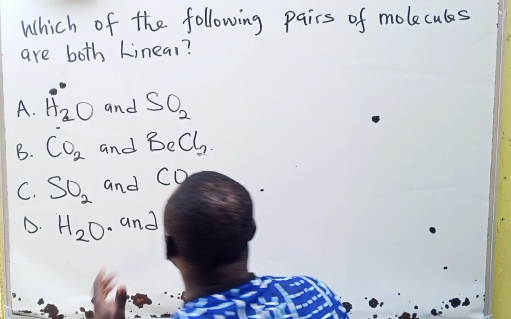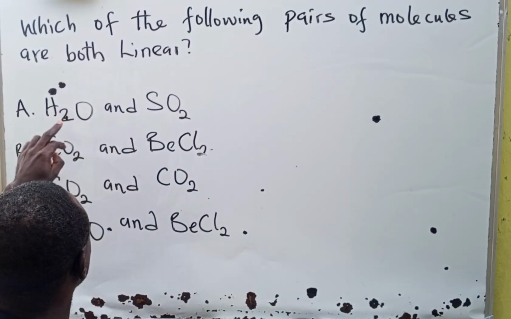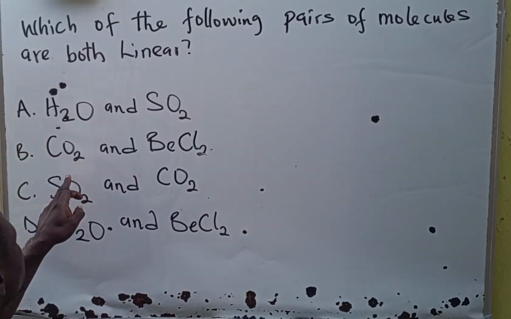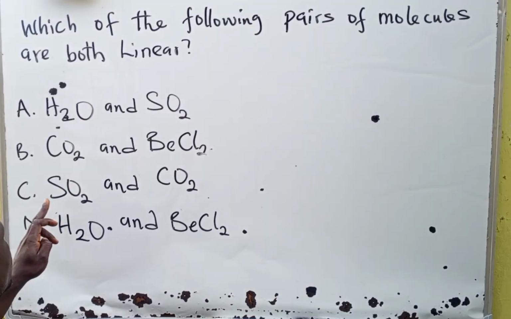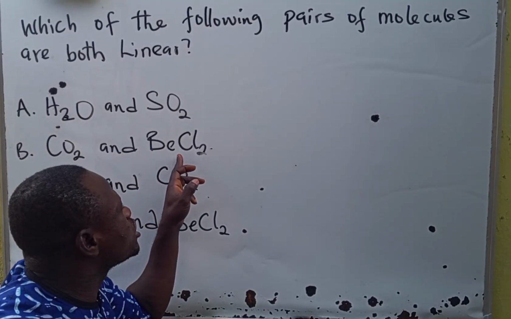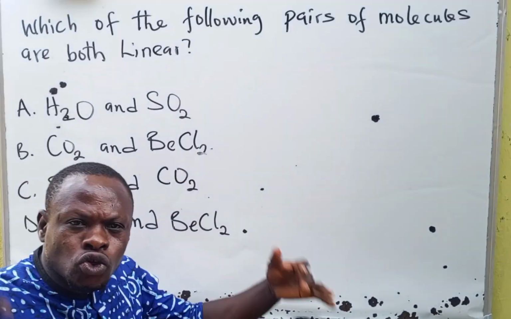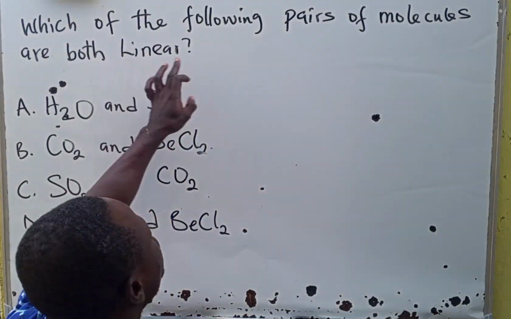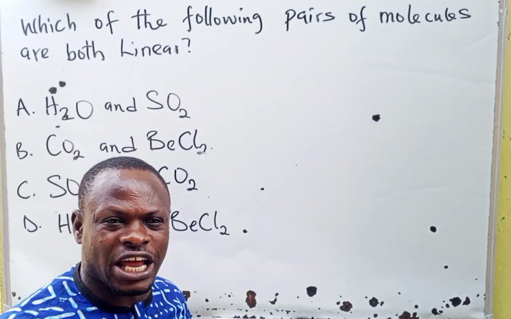In this question, what we are going to do is look at the shape of water, the shape of carbon dioxide, the shape of sulfur dioxide, and the shape of beryllium chloride, to see the one that is linear. Then we pair them together.